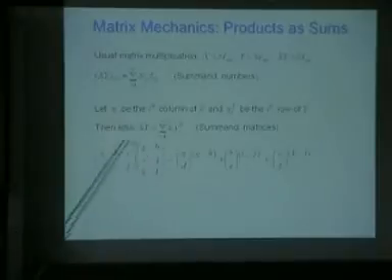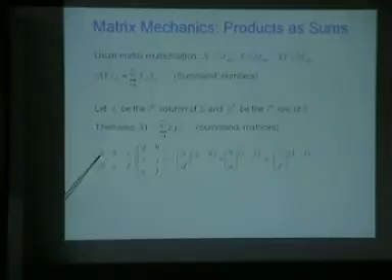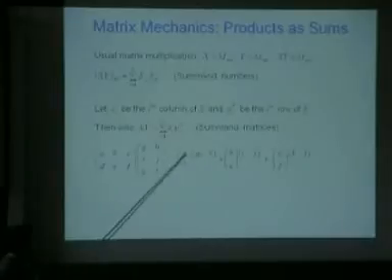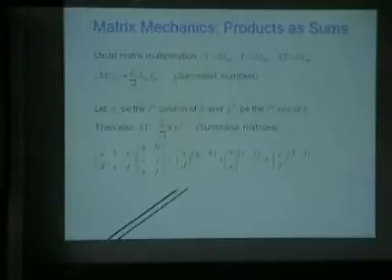So how does this work? Well, here are 2 matrices, and I'm just doing the usual matrix multiplication. I claim that when you multiply it out, it's the same as taking the outer product of this times this. So it's a bunch of 2 by 2 matrices that you add together. So this is very useful.